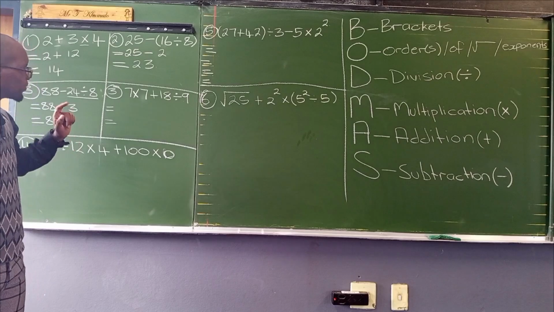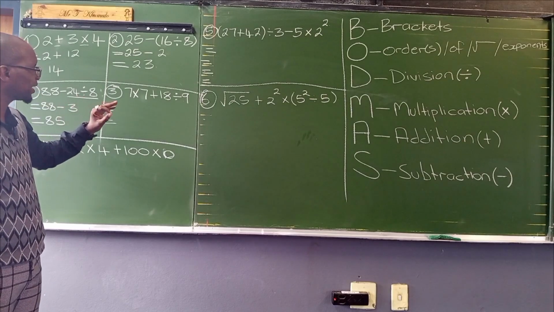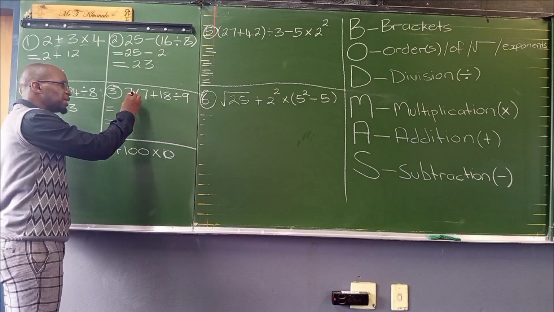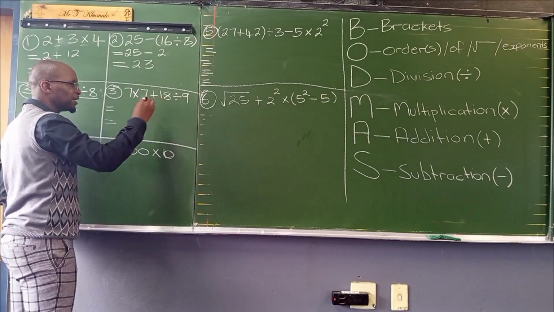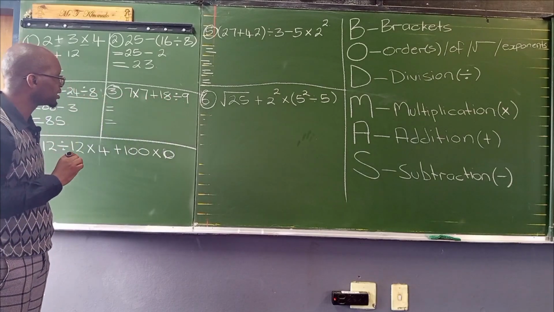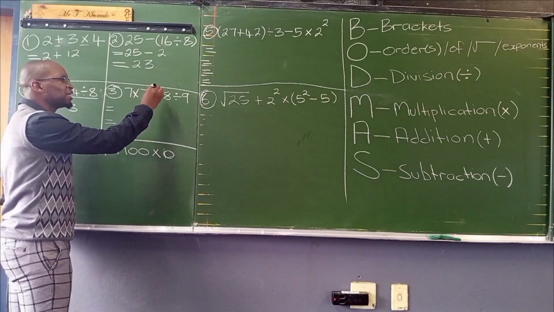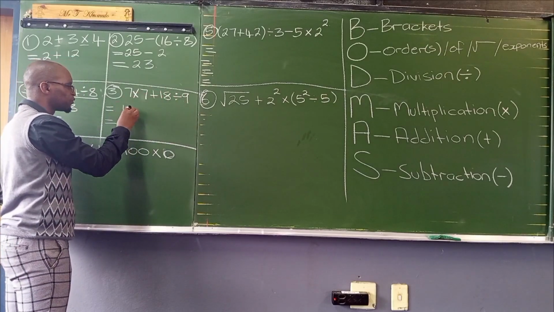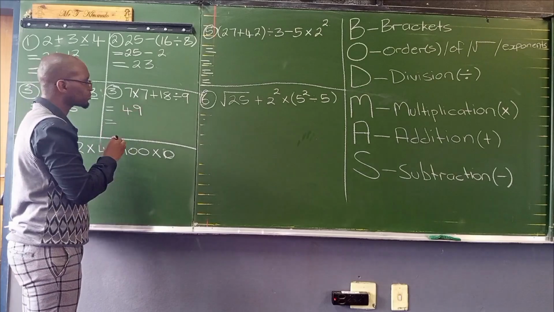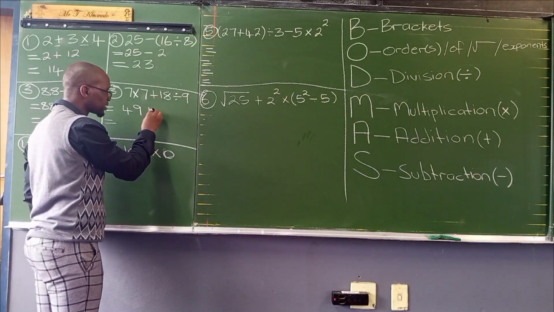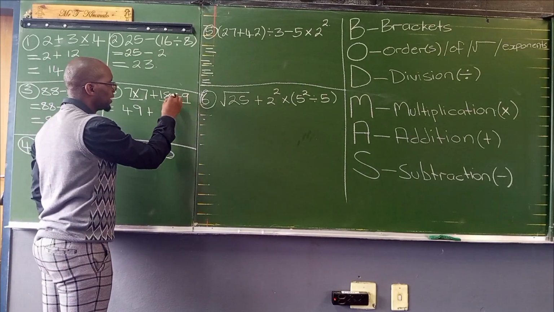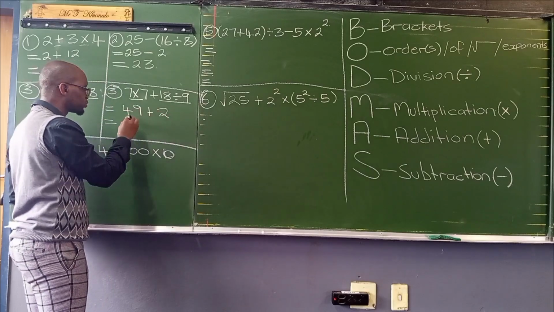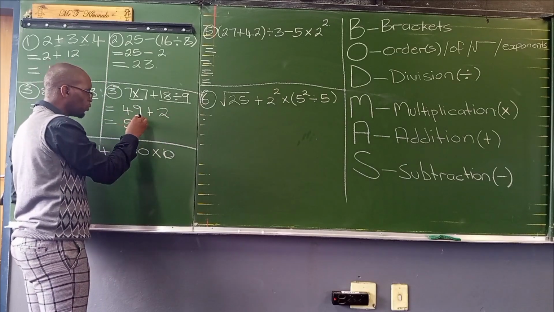Number 3, we have 7 times 7 plus 18 divided by 9. Right, so I check my operations and I apply Bodmas accordingly. So I will multiply and I will divide before I add. So 7 times 7 gives you 49, plus 18 divided by 9 gives you 2, and then 49 plus 2 gives you 51.